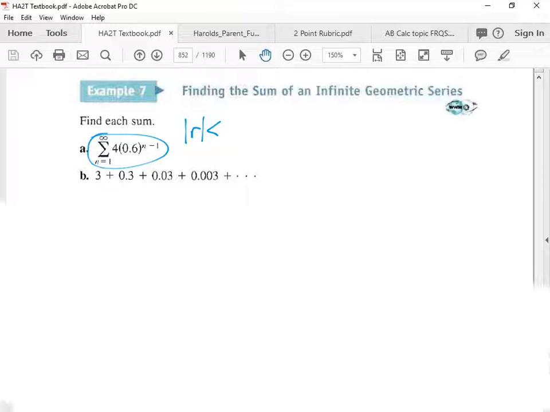Okay. If R is less than 1, you have the ability to add an infinite number of numbers because it converges. The R will eventually converge. So, what's our formula? If we want to find an infinite sum, we have the first term. What's our first term for this guy? Let's see. We plug in 1. What would we get? It would be 4 times 0.6, and then I plug in 1 to that, minus 1, right? And so this is 0. And what is 0.6 to the 0 power? 1. So 1 times 4 is 4, so we put 4 up here.